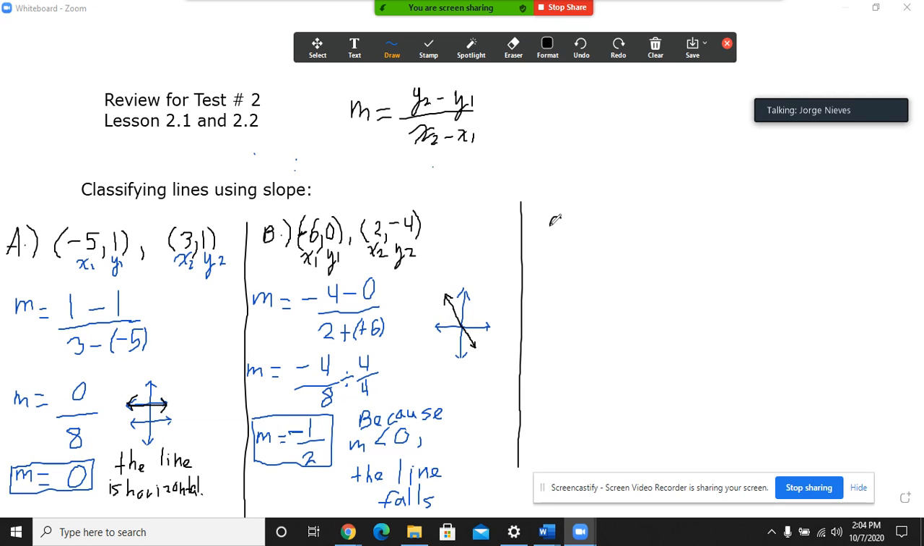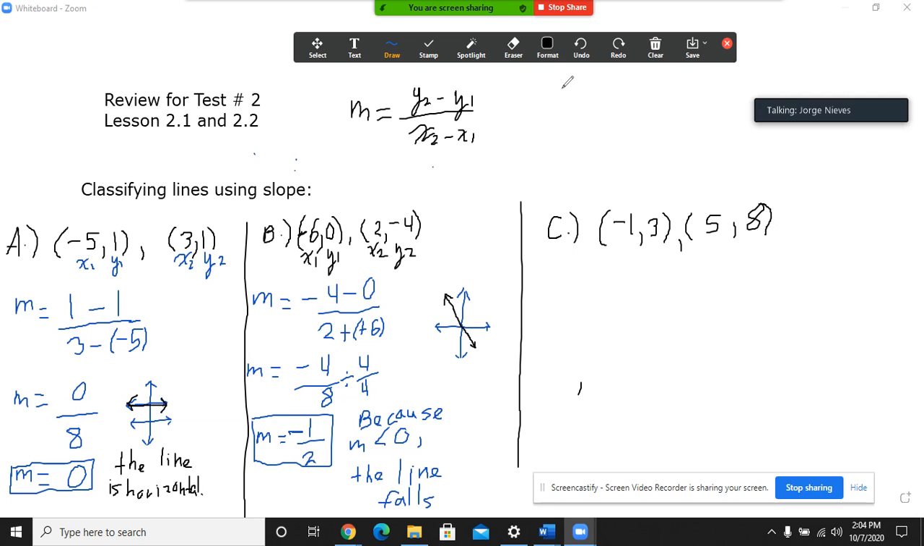Okay. Let's see example C. We have the coordinates of -1 and 3. The other coordinates that we have are 5 and 8. So we're going to do the same thing again.